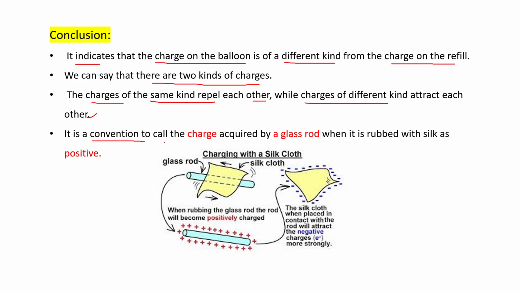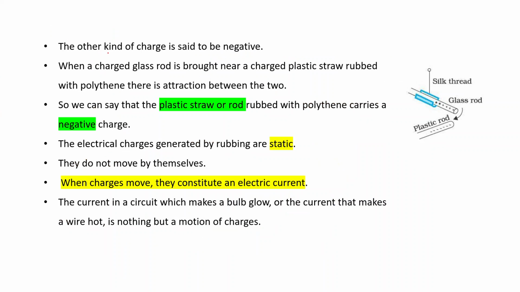It is convention to call the charge acquired by a glass rod when it is rubbed with silk as positive. Okay. See the diagram, charging with the silk cloth. This is glass rod. And this is silk cloth. When both are rubbed to each other, glass rod acquires a positive charge and silk cloth will acquire the negative charge. So we can say other kind of charge is said to be negative.